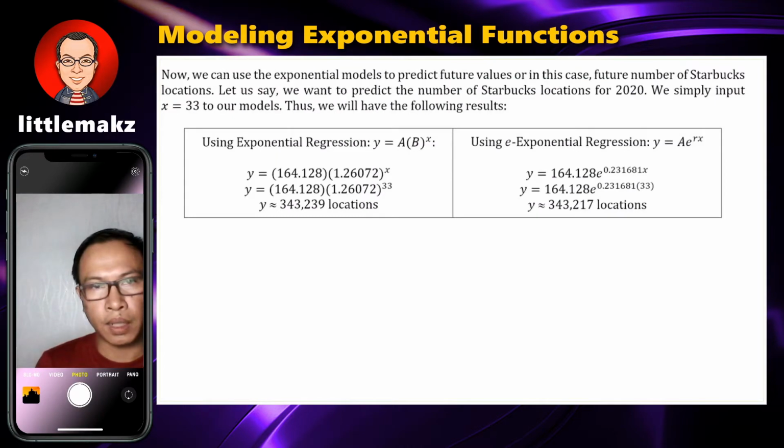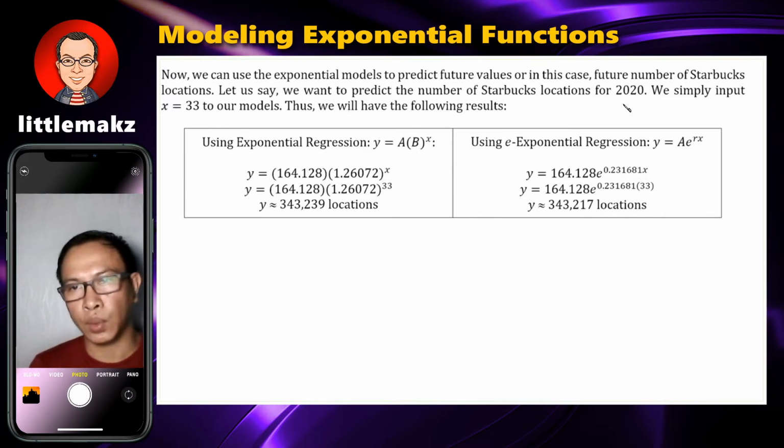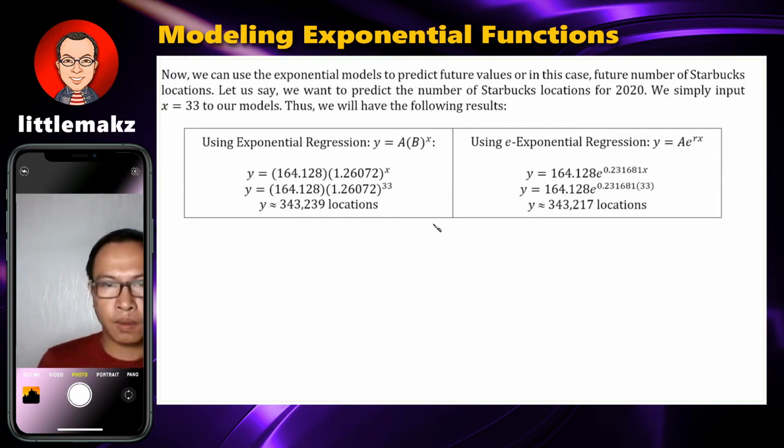And these models would now tell us that, for example, if you try to predict the number of Starbucks locations for 2020, take note that this has been 33 years after its opening. And so we could use this exponential model to find out the number of possible locations of Starbucks after 33 years. So to predict the number of Starbucks locations for 2020, that has been 33 years from 1987, we just simply input 33 in this case, for both of these models.